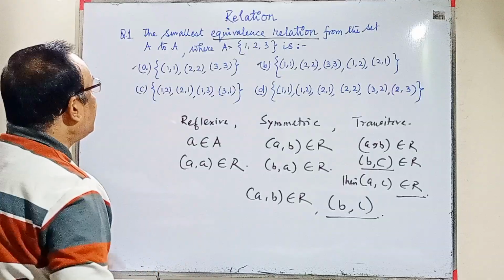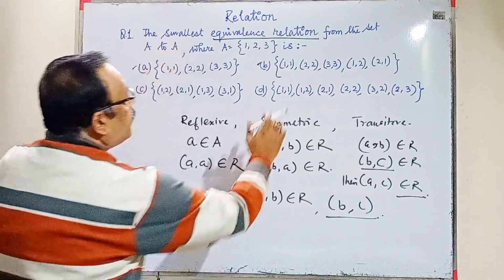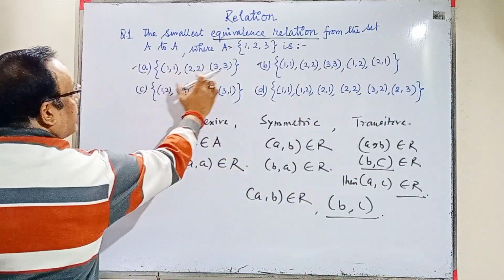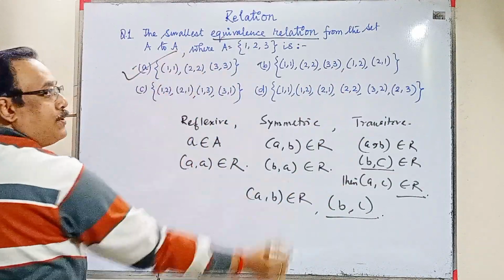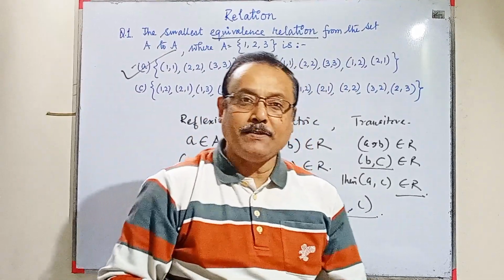Now which one will be my answer? The question asks for the smallest equivalence relation. This has 1, 2, 3, 4, 5 ordered pairs, and this has 3 ordered pairs. So this is the smallest. A is my choice. We'll move on to the next question.